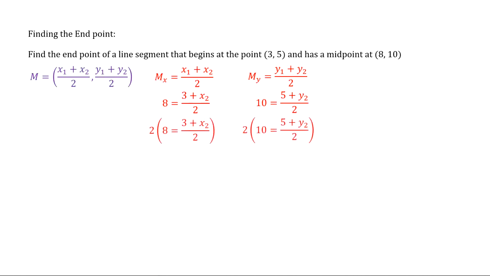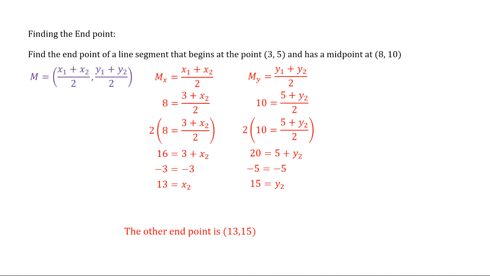So your first step is going to be to get rid of that fraction, so we're going to multiply everything by 2. When we multiply everything by 2, the 8 becomes a 16, and the right side just becomes whatever's on the top of the fraction because the 2's are going to cancel out. Does that make sense to everyone? So we end up with 16 equals 3 plus x2, and 20 equals 5 plus y2. So now we're going to get the variables by itself. We're going to subtract 3 from the x equation, and we're going to subtract 5 from both sides on the y equation. So we end up with 13 for our x value and 15 for the y value. So that tells us that our endpoint is 13, 15.